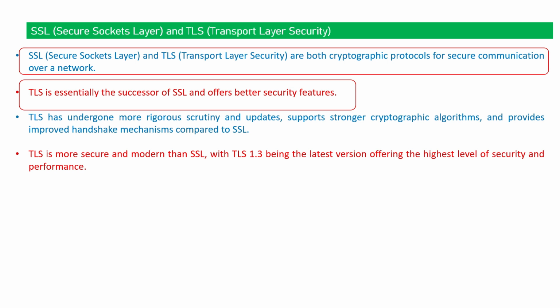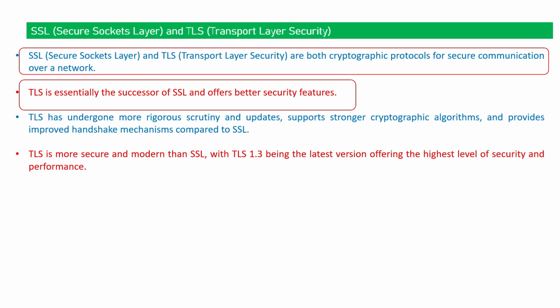So TLS has undergone more rigorous security scrutiny and updates, supports strong cryptographic algorithms, and provides an improved handshake mechanism compared to SSL. Okay, so why are we using TLS now, not SSL? Because TLS has gone through rigorous scrutiny and updates. It supports stronger cryptographic algorithms, that means strong cipher suites for the encryption of your data traveling over the internet, and provides an improved handshake mechanism compared to SSL. So whatever handshake happens between the client and the server, it is more secure in comparison with SSL. That's why TLS is getting used everywhere now.